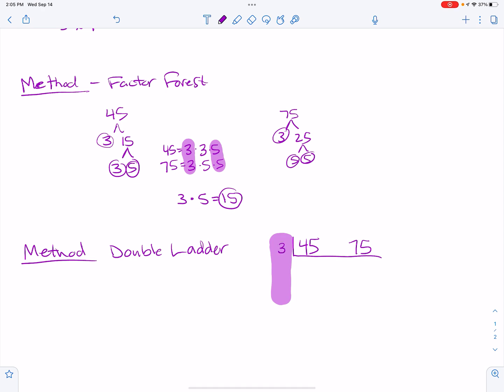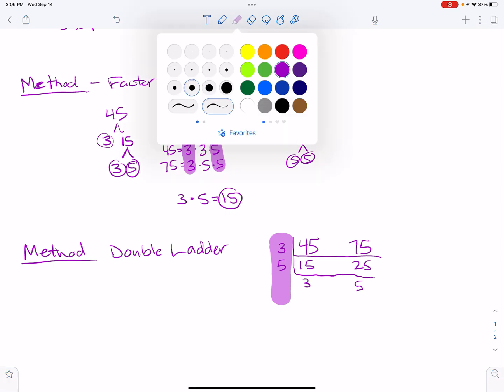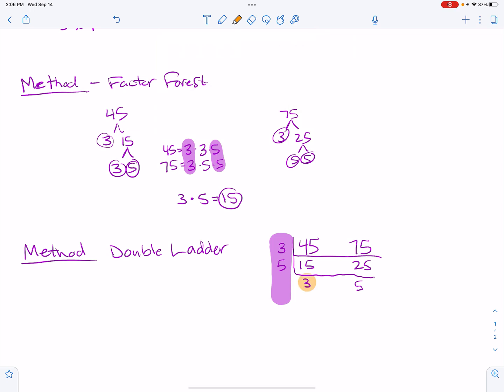So you could pull out a 3, and that leaves us with a 15 and a 25. These are still composite. So if we pull out a 5, that leaves us with a 3 and a 5. Because this 3 and that 5 are prime, there are no more prime factors that we can remove from there. And so our answer is just going to be the two factors that they have in common. 3 times 5 equals 15.